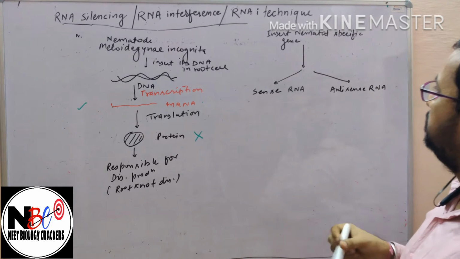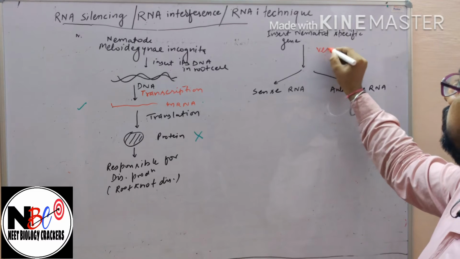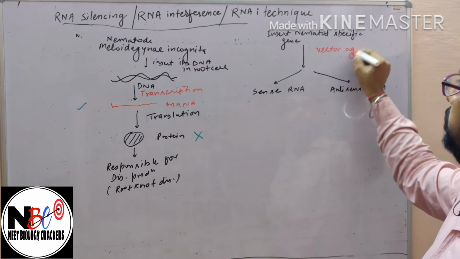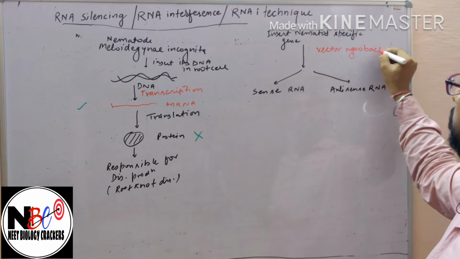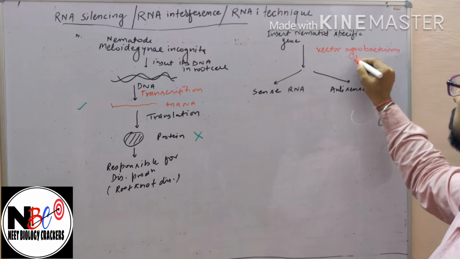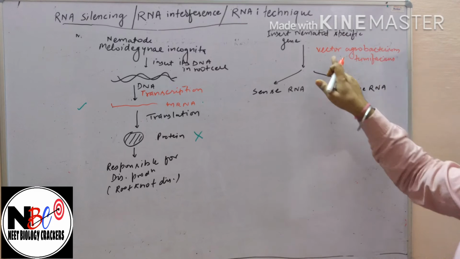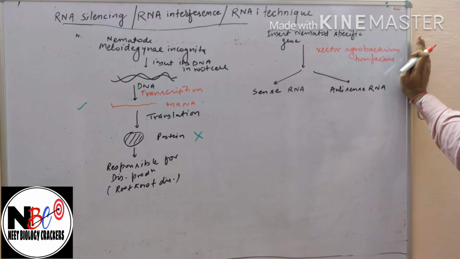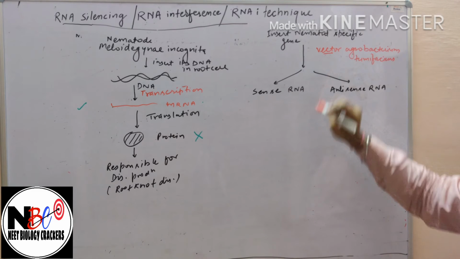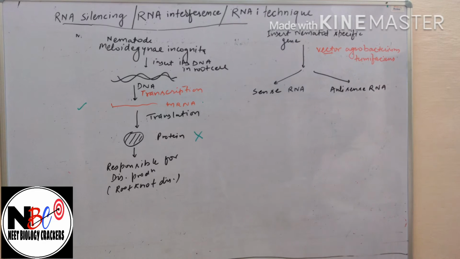To transfer this gene, we use the vector Agrobacterium tumefaciens. You know that this vector is used for gene transfer in plants. By this vector, we insert the nematode gene in the plant, in the tobacco plant.